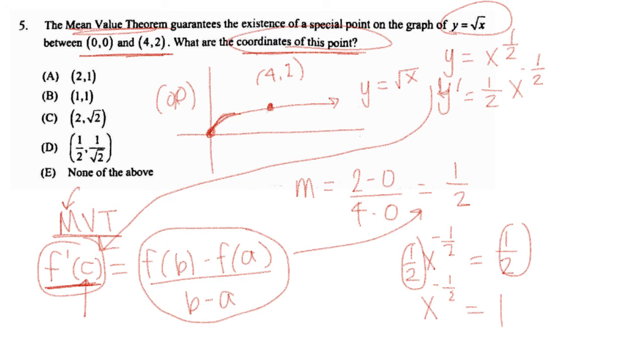So x to the negative 1/2 equals 1. Well, the only x value that's really going to work for that is 1. So I think we found it, didn't we? X has to be 1. So let's look over at our answer choices. Where do I have an answer choice where x is 1? Right there. All right, so again, mean value theorem. Every time you see mean value theorem, you need to think slope of the tangent equals slope of the secant. So you are going to be finding slope somewhere, somehow, in some form or fashion.